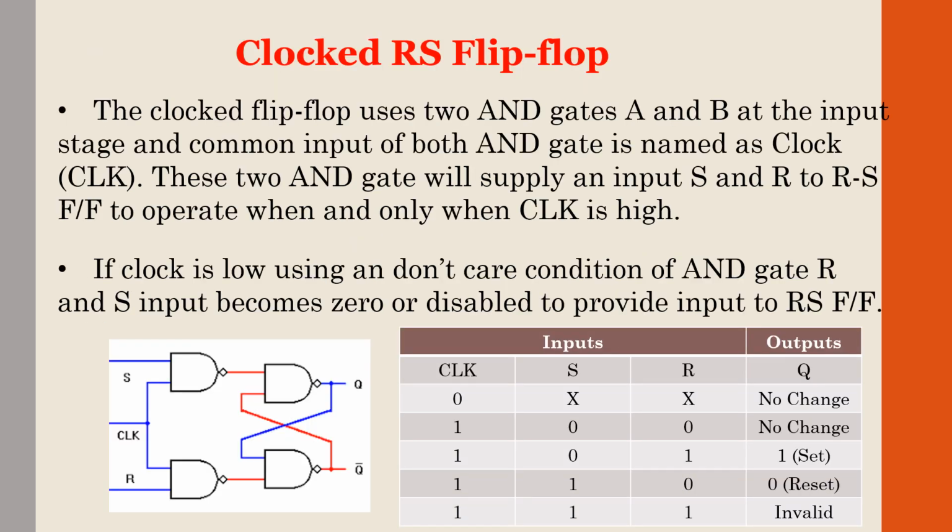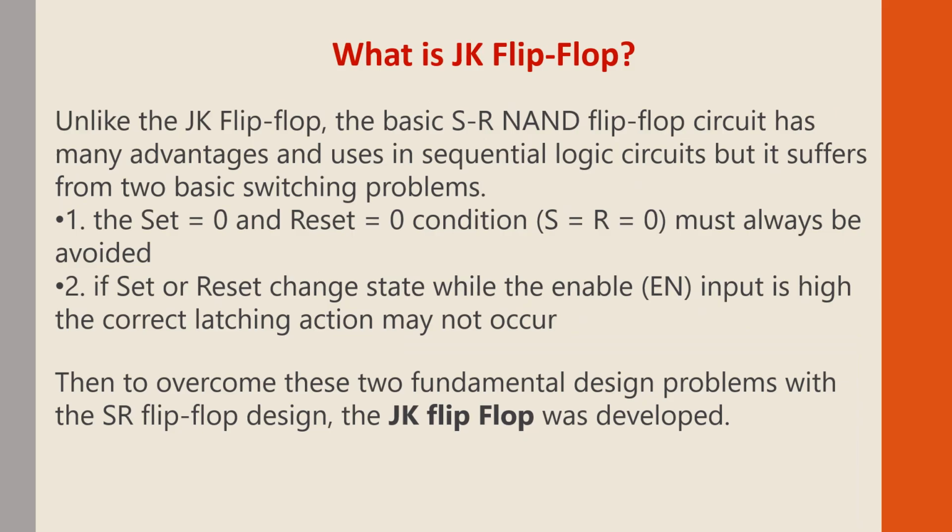Now we say about clocked RS flip-flop. The clocked flip-flop uses two AND gates A and B at the input stages, and common input of both AND gate is named as clock. These two AND gates will supply an input S and R to RS flip-flop to operate when and only when clock is high. If clock is low, using the don't care condition of AND gate, R and S input becomes 0 or disabled to provide input to RS flip-flop.